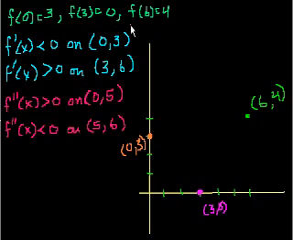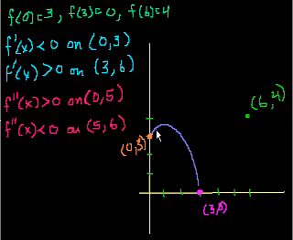And what else do they tell us? They tell us that the derivative is less than 0 on the interval from 0 to 3. So from here to here, the derivative is less than 0. And that makes sense because we obviously had to decrease to go from this value to this value. But what it does tell us is that the function does not do something like this. The function does not do that.